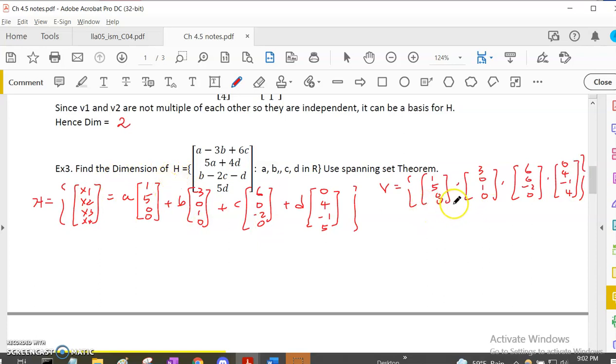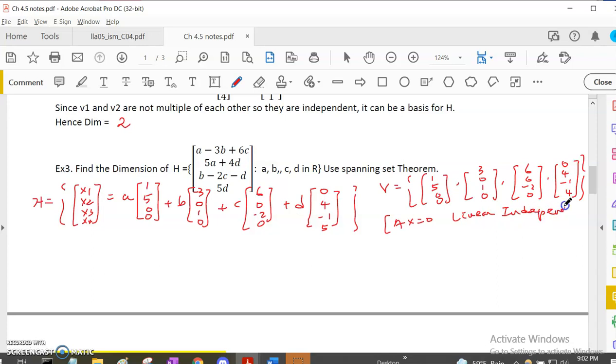But are they a basis? Because if I want to find the dimension, I want to make sure that they are a basis. So to check if it's a basis, we combine them into A, right? A x equals 0. Solve this to see if they are linearly dependent, or if they are linearly independent.